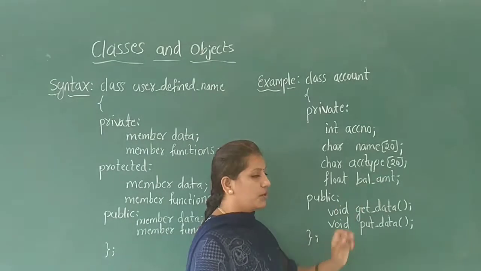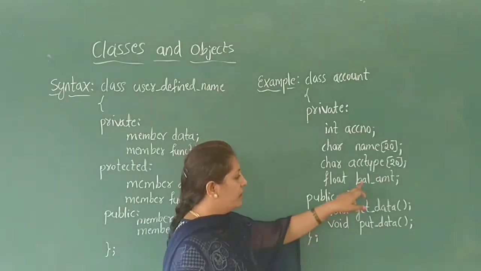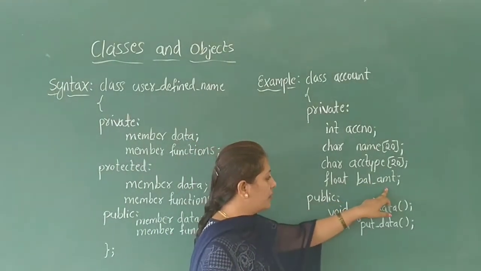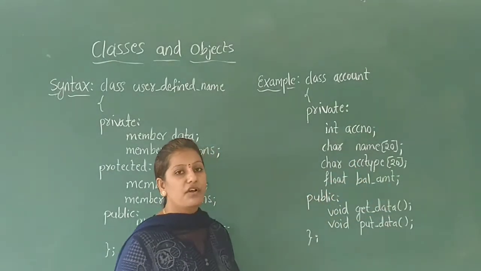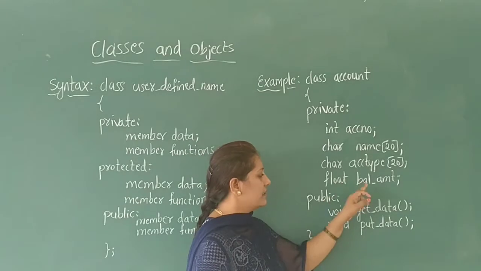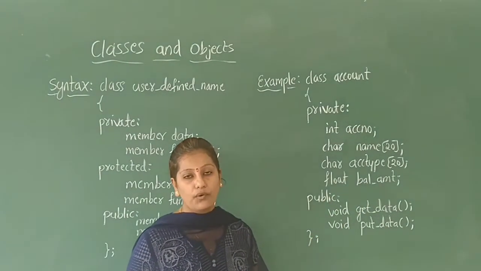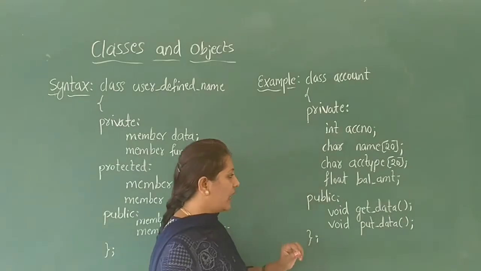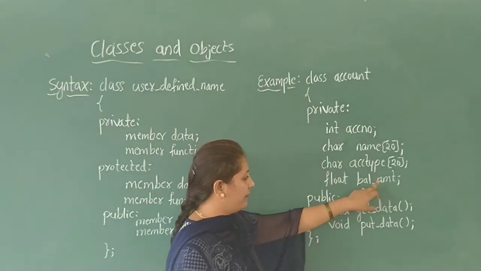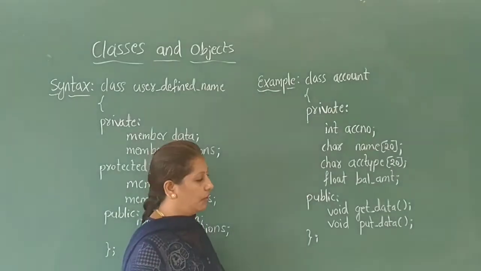Then balance amount, to check the balance amount, we have taken the balance amount variable or object and declared it with the data type float. Why we take float: sometimes the balance amount is in the form of a decimal value. Therefore, we declared the balance amount variable with the data type float.